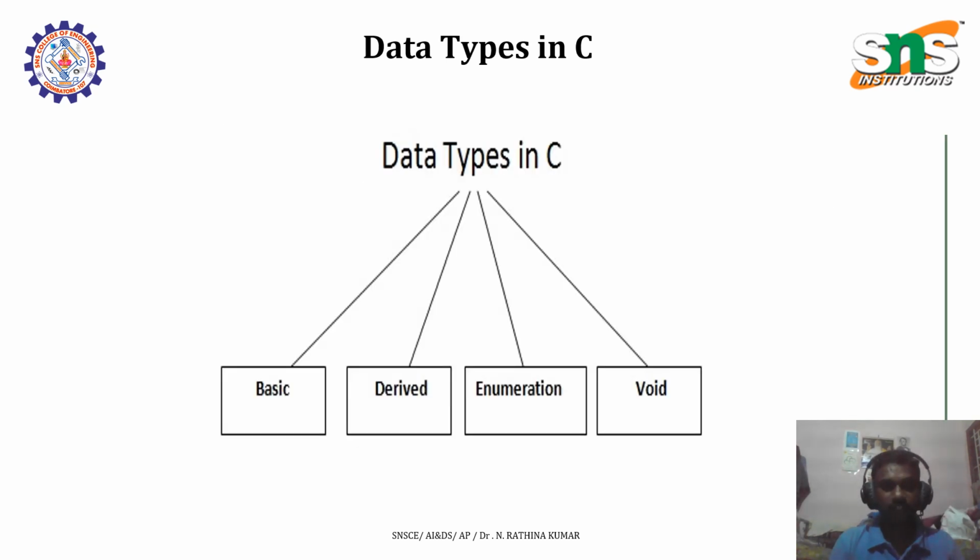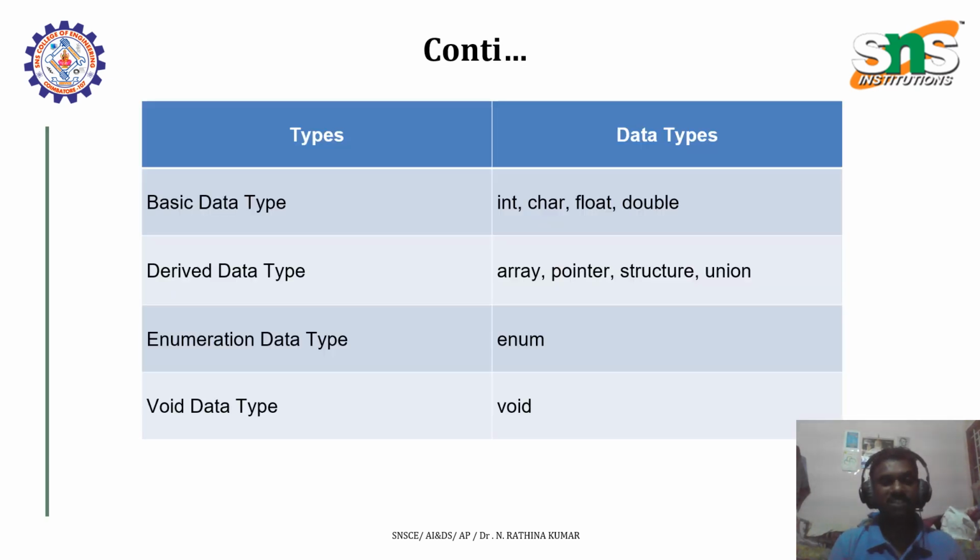In the next slide we are going to see what the different data types are. In general, they are classified into 4 types: basic, derived, enumeration, void. So let us see one by one. What is meant by basic data types? I think everyone knows about that. The integer, character, float, double. These are all examples for basic data types. Array, pointer, structure, union, these are all examples for derived data types. Then enum is an example for the enumeration data type, and void is an example for the void data type.